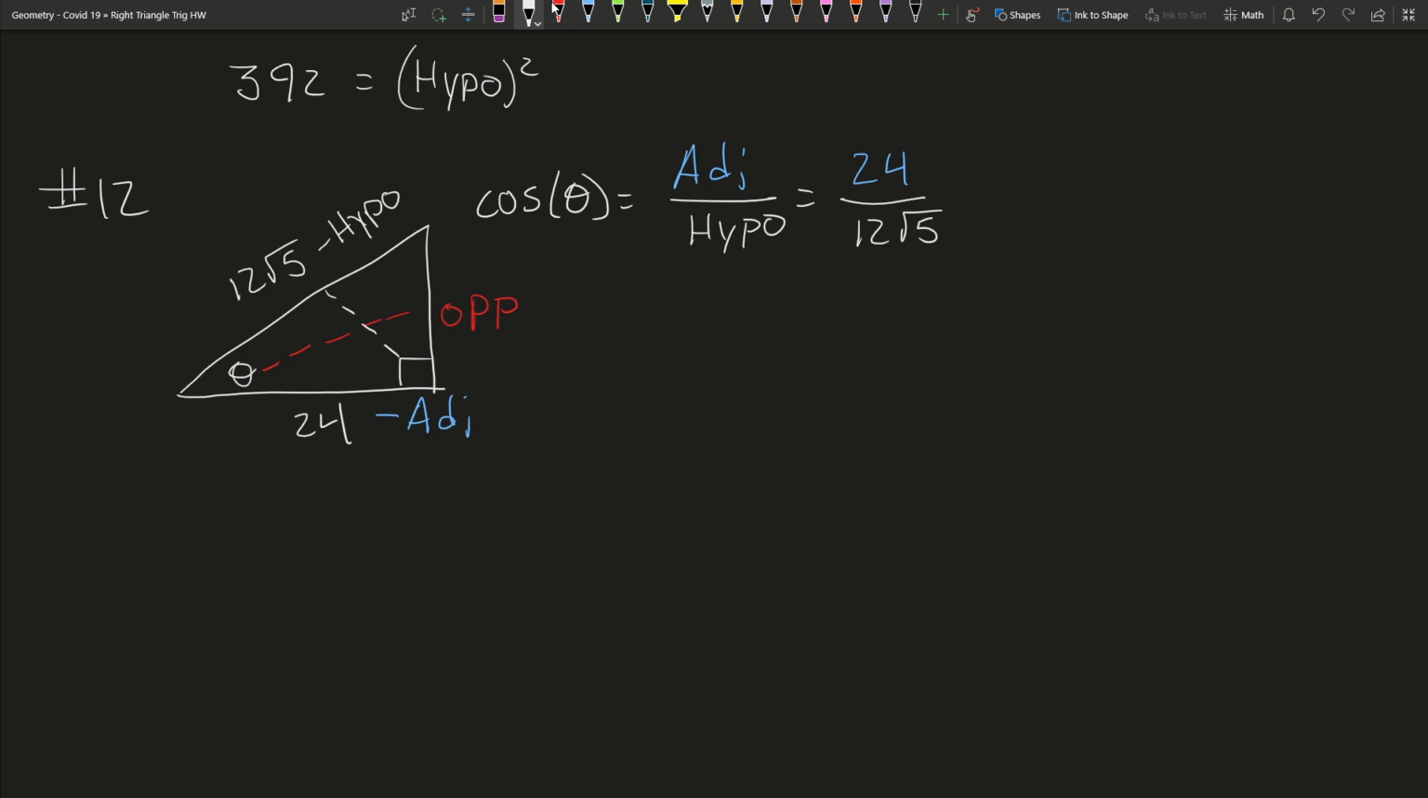Okay, again, that looks like a good answer. We need to simplify and rationalize. And I'm going to simplify just a little bit first, because we can simplify 24 over 12. So that just then becomes 2 over rad 5.